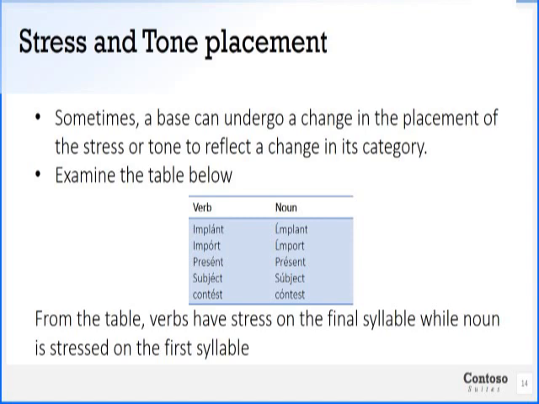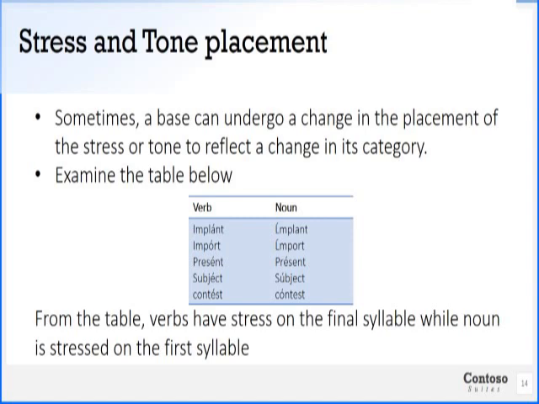For the verb, we have the stress on the second syllable: implant. While for the noun, implant. So when you give different stress in the word, it will influence the lexical category and, of course, the meaning. Implant, implant. It has different stress.